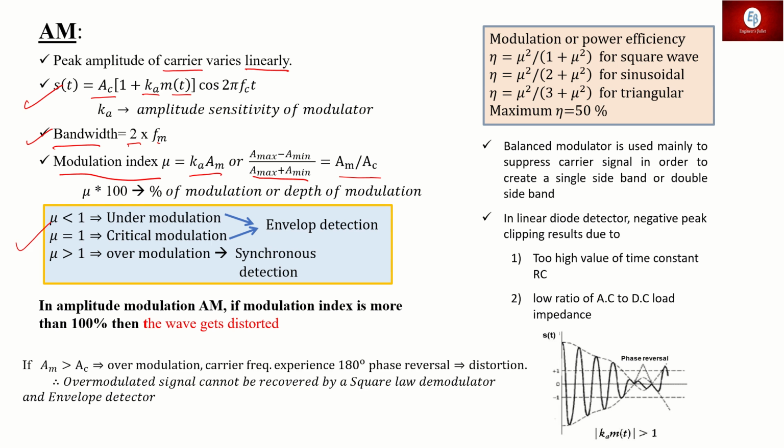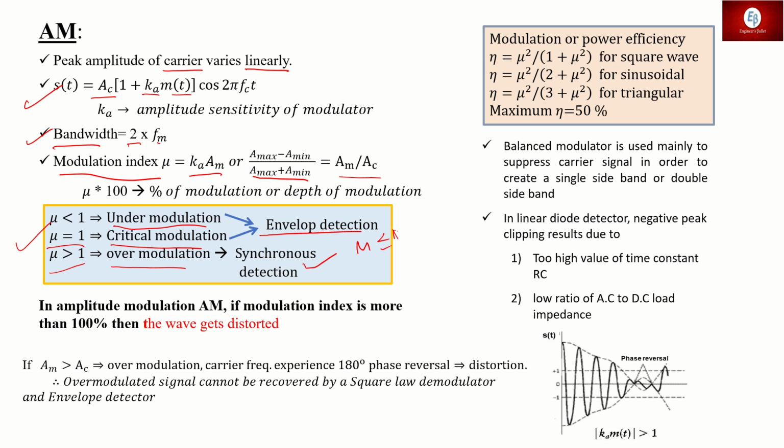These are the conditions of the modulation index. If μ is less than 1, then it is known as under modulation, and μ equal to 1 is known as critical modulation. These are the two cases which are used for envelope detection. So if μ is less than or equal to 1, then the detection technique we use is envelope detection, and if the condition is μ greater than 1, then it is known as over modulation, and the detection method used is synchronous detection. So this is about the conditions of the modulation index.